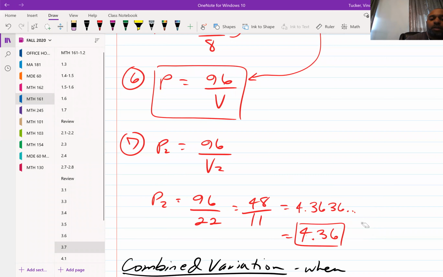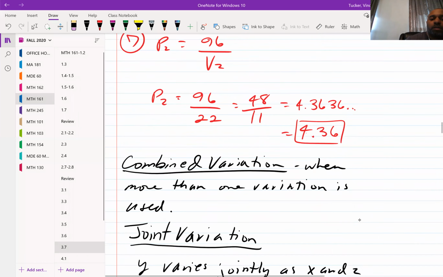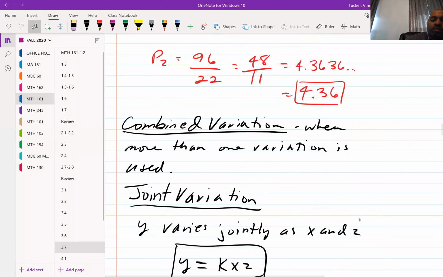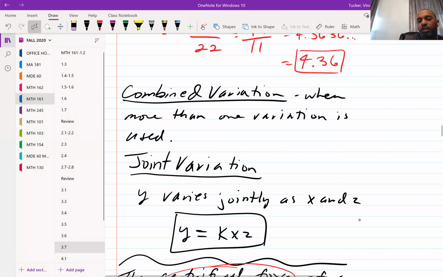All right, let's look at another one. Combined variation is when more than one variation is used. Joint variation is when it says y varies jointly as x and z.